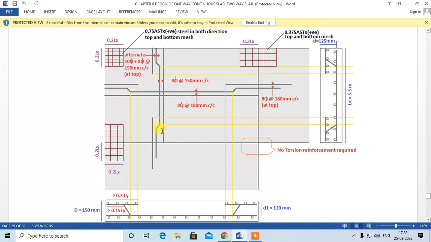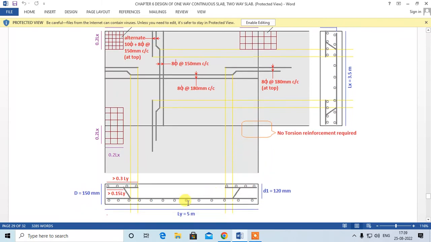Whatever bent ups are coming, this bent up will come from here, this bent up will come from here, another bent up will come from here, and another bent up will come from here. So this top steel will take care of the corner cracks, right? That will be more than enough. No additional torsion reinforcement has to be provided at such junctions, right?